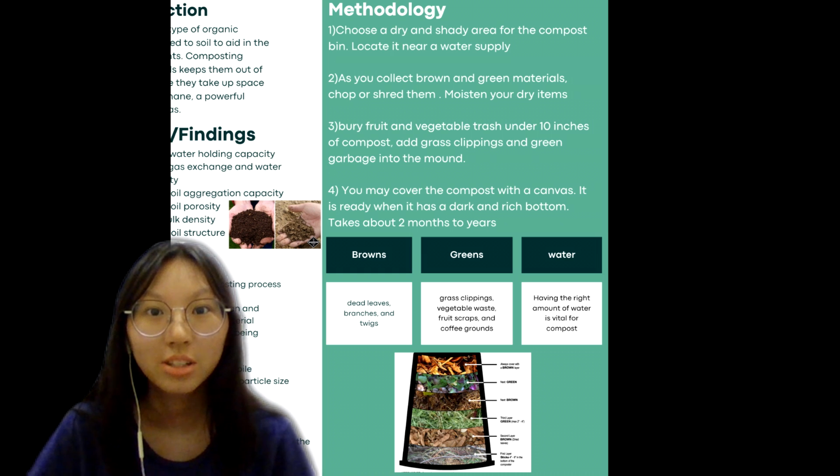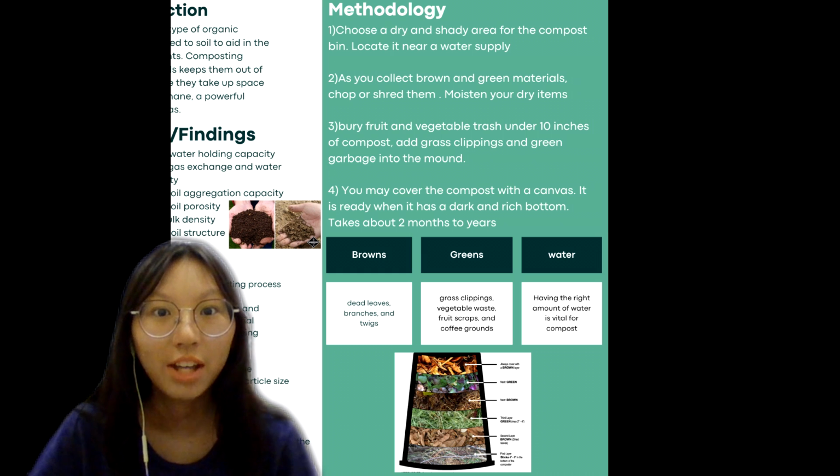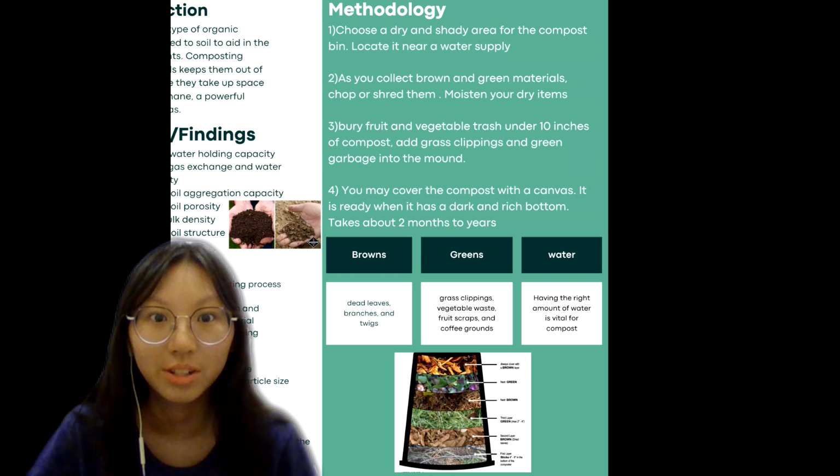Now, let us look at the steps. Firstly, find a suitable compost bin and place it in a dry and shady area. There should also be a water supply nearby since water is needed for compost. After that, we proceed to the second step. Gather all the browns and greens, chop them smaller, and spray water on them.